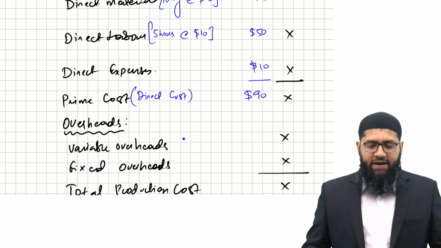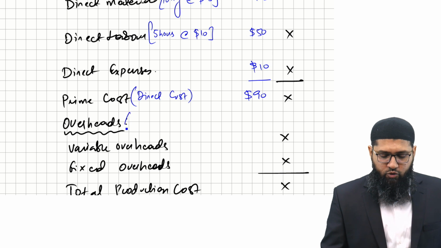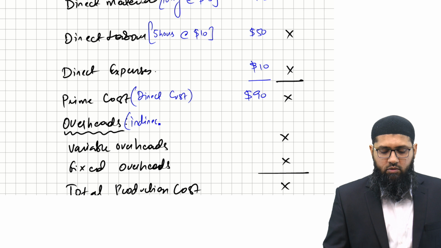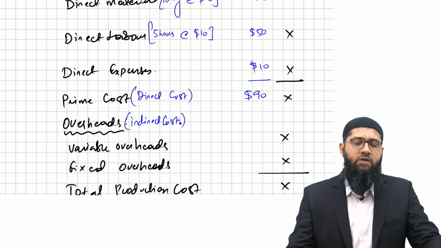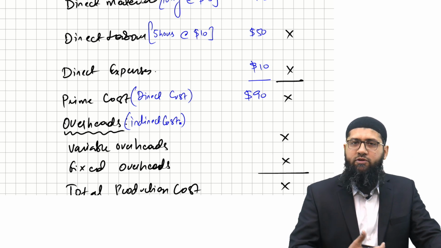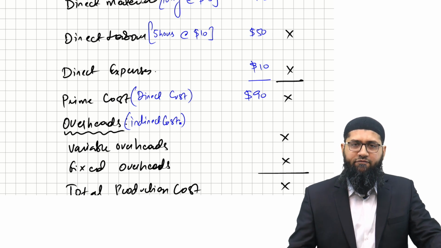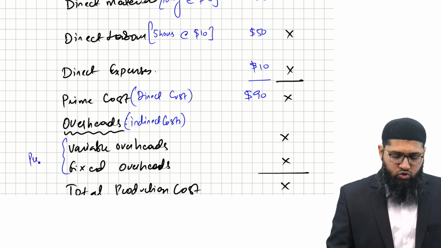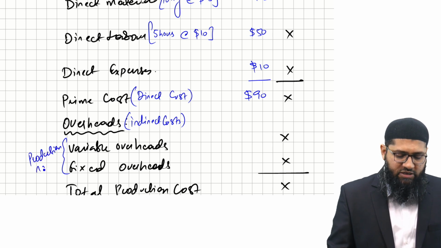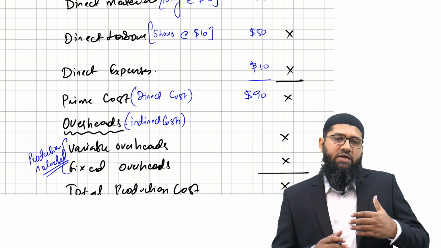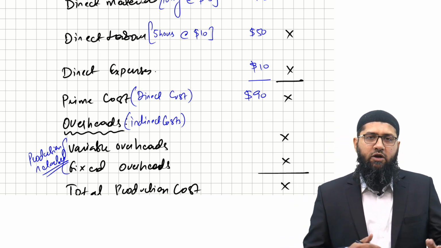Then what happens is that we add the overheads to it. And what do we mean by overheads? The overheads actually mean indirect cost. There could be variable overheads and fixed overheads, those which are mainly production related. Those overheads that are incurred related to production are capitalized as part and parcel of the cost of the product.